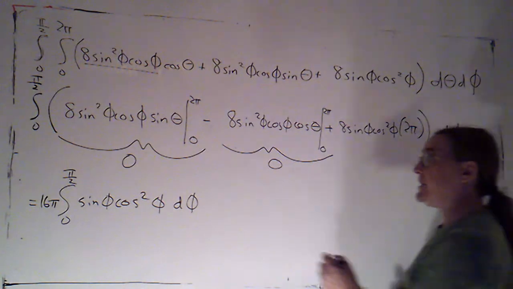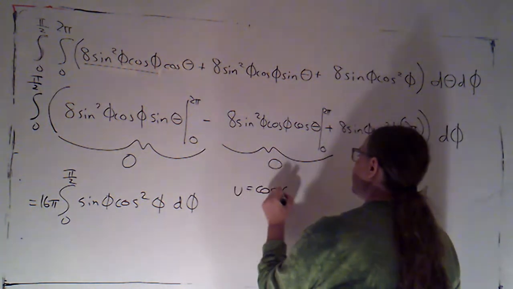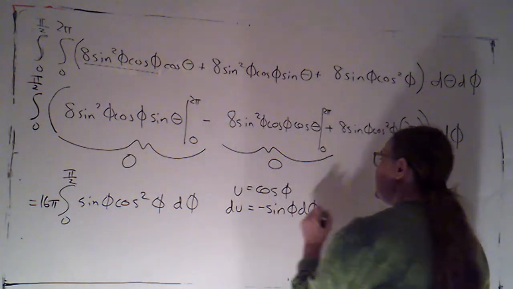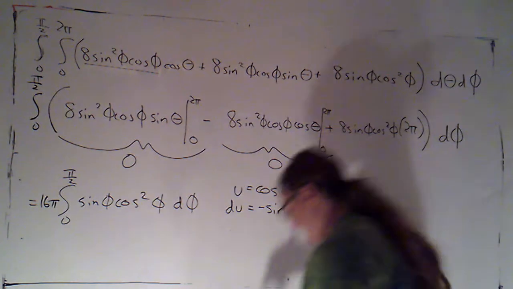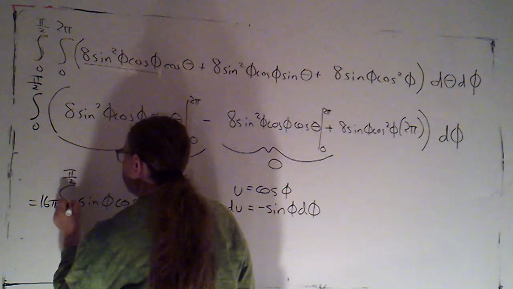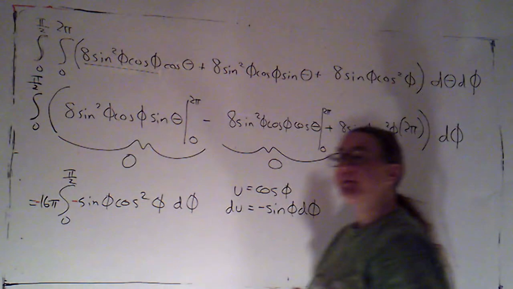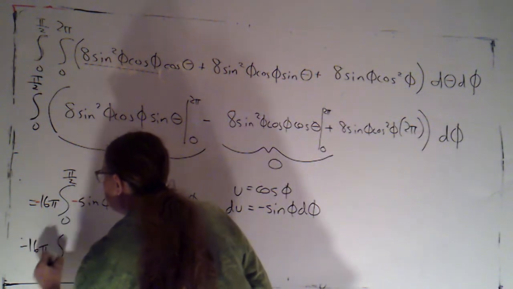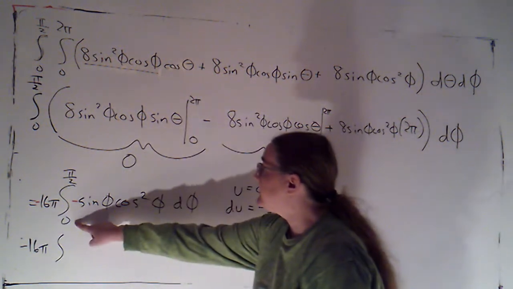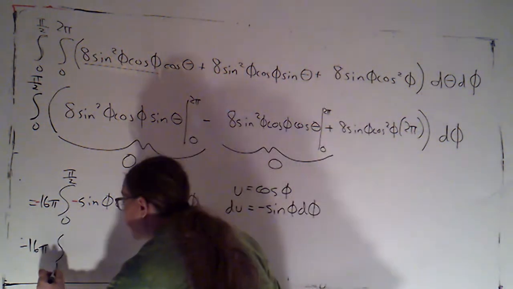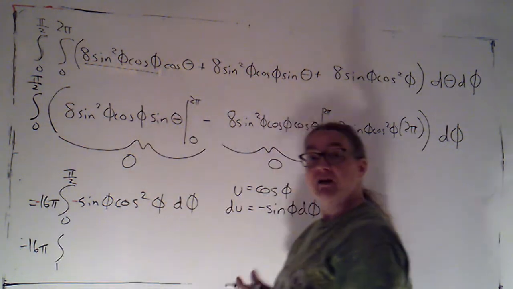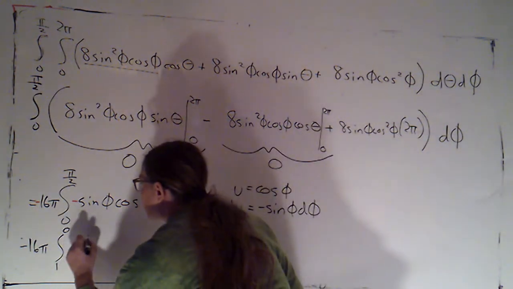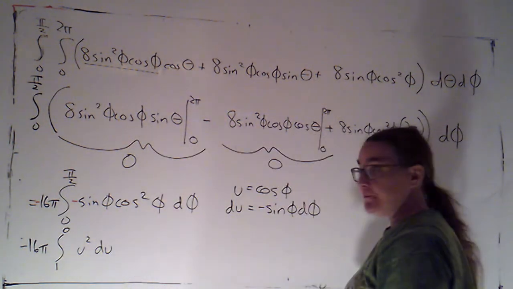Now that we can do with a u sub. Let's let u equal cosine phi. So du is negative sine phi d phi. Looks like we're going to need to have a negative sign, which will counterbalance with another negative on the outside. Okay. So negative 16 pi, the integral from the u value at 0, which is cosine of 0, that's 1, to the u value at pi over 2, which is cosine of pi over 2, that's 0. And then this is just u squared du.